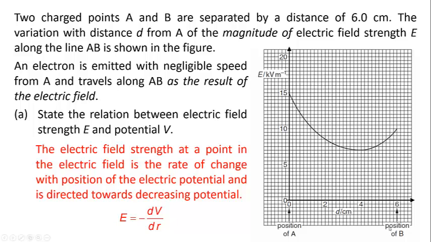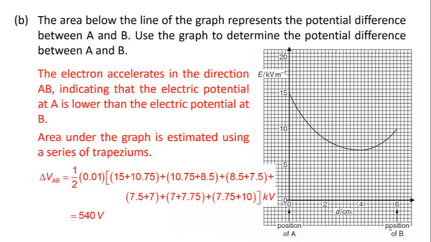The electric field strength at a point in the electric field is the rate of change with position of the electric potential and is directed towards decreasing potential. The electron accelerates in the direction AB, indicating that the electric potential at A is lower than the electric potential at B. Area under the graph is estimated using a series of trapeziums.